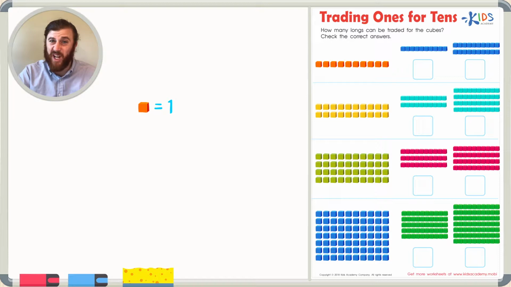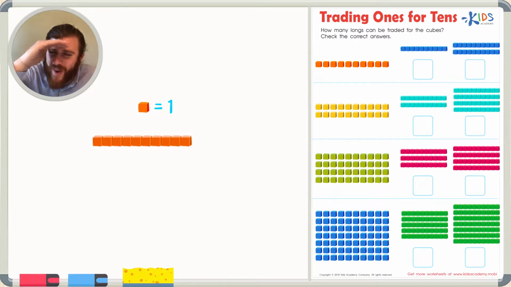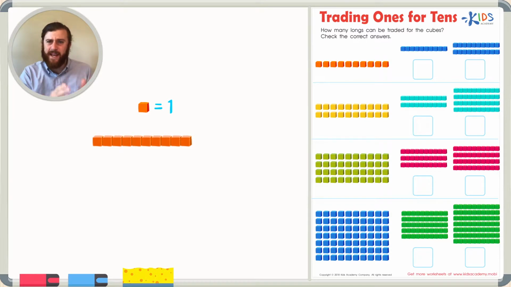The next base 10 block I'd like to review is the long. If you look really closely at the long, you'll see that there are 10 small cubes inside of this one long. So do you know how much this long represents? Well, it represents 10 because there are 10 small cubes inside of this long. So today, this worksheet is going to ask us to trade cubes for longs. Let's read the directions and get started right away.